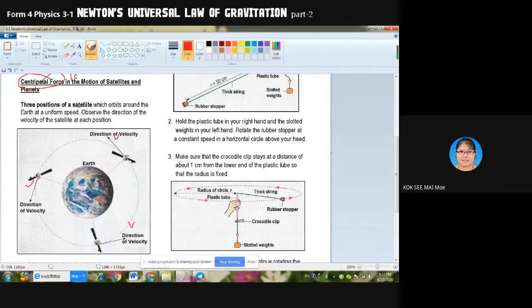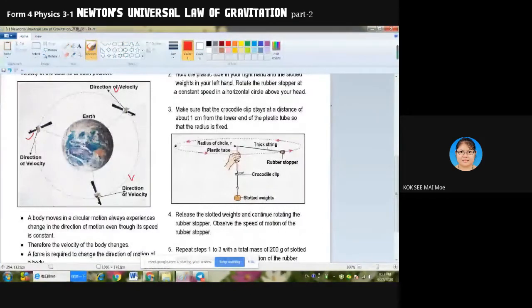Okay, uniform speed. But observe the direction of the velocity of the satellite; for every position it should be different. So from here, we can only say speed should be uniform, but direction should be different. Direction being different means I cannot say velocity is uniform. I can only say every speed is the same, but velocity is different. Why do I say velocity is different? Because direction is different. So that's why I cannot say velocity becomes the same. I just say the speed is the same.